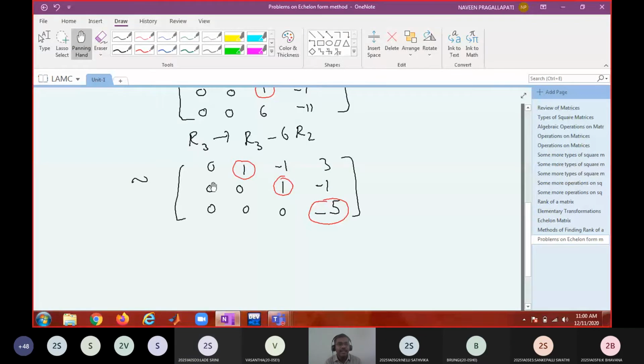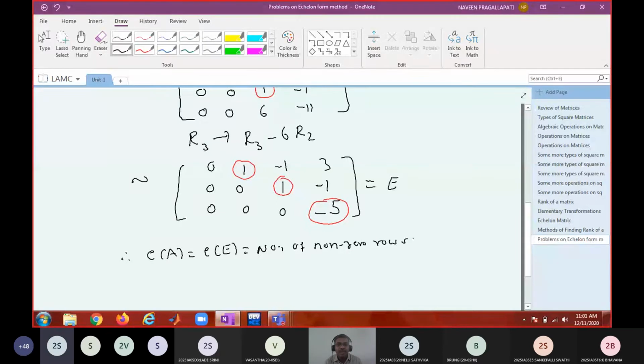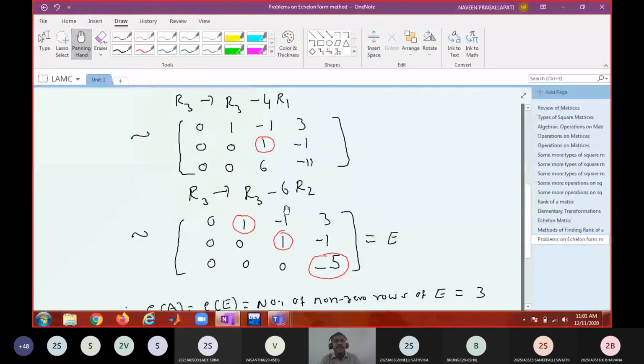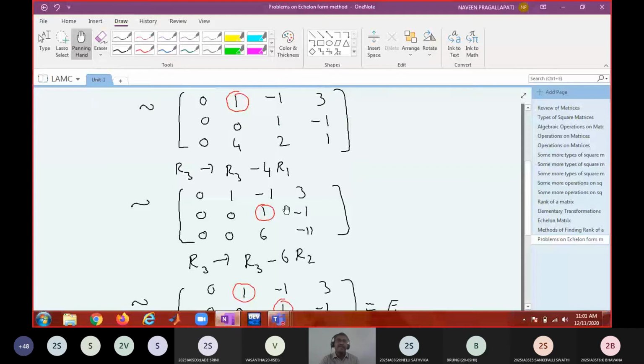What is the second condition? The number of zeros before the pivot are increasing row by row. Are they increasing or not? Yes. Therefore, it is an echelon form. Therefore, rank of A is equal to rank of E, which is equal to the number of non-zero rows of E, which is 3. Do you understand? Yes, sir. So if you can understand these two problems, then you can find the rank of any given matrix, whatever the order it is.